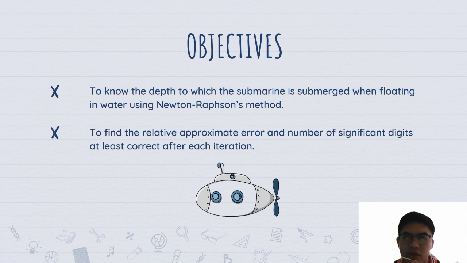The objective of our project is, first, to know the depth to which the submarine is submerged when floating in water using Newton-Raphson's method. Second, to find the relative approximate error and the number of significant digits at least correct after each iteration.